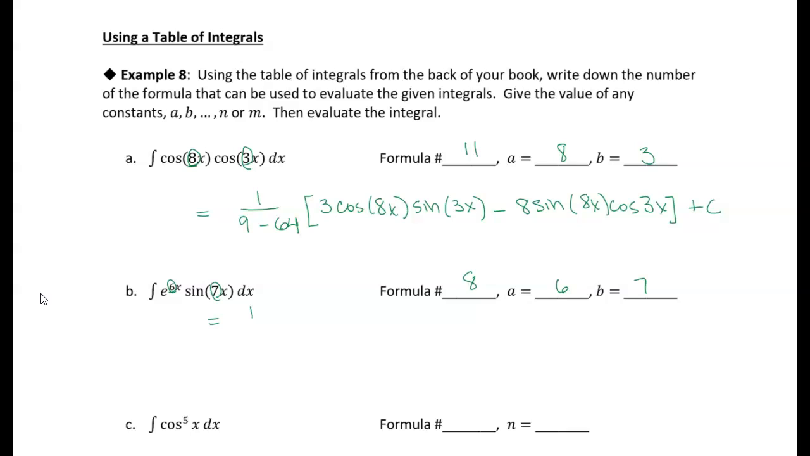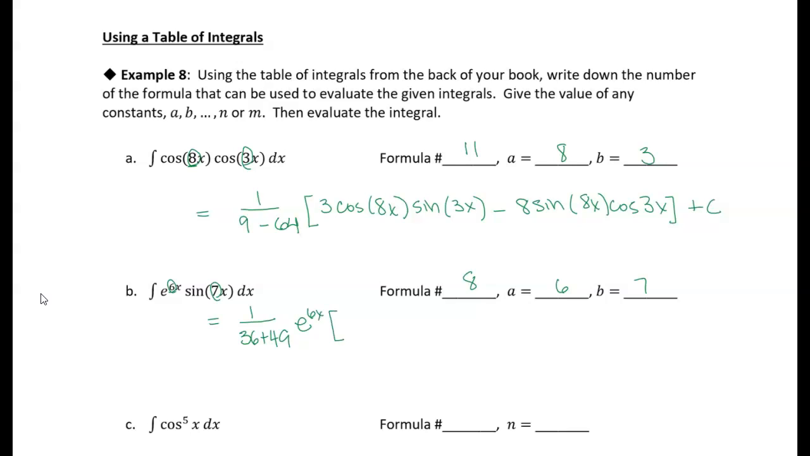You won't be able to see it because I can't get them both on the same screen. All right, so we had 1 over a squared plus b squared, right? So we have 36 plus 49. Now, I could simplify that, but I'm not going to. And then we have e to the ax, so e to the 6x, all right?